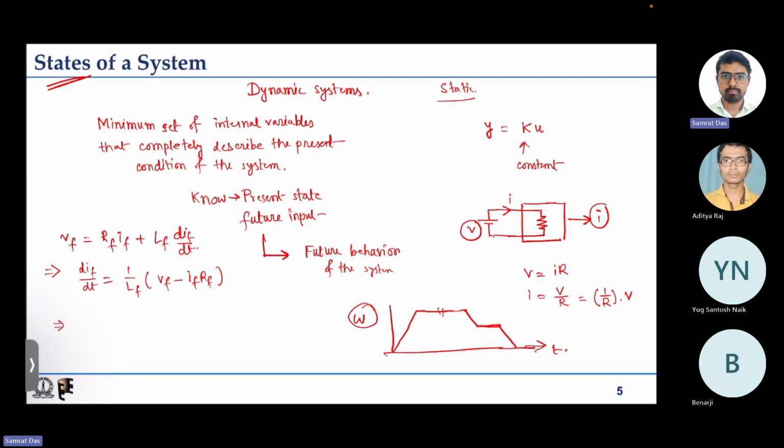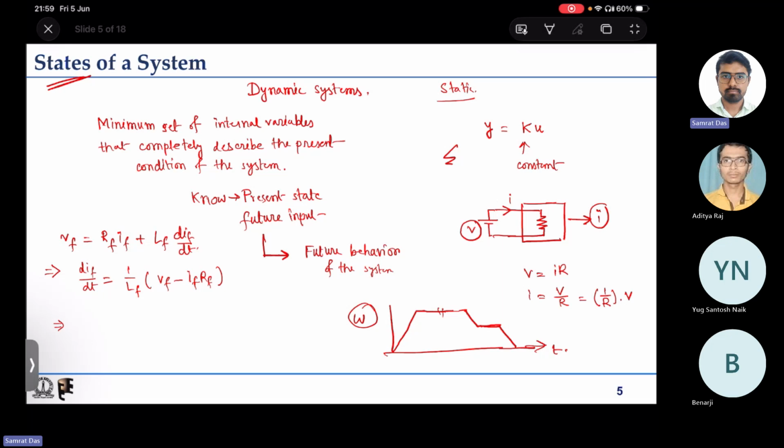Now in this system, I'll erase a part of it. I don't know why. Okay, it seems for some reason I'm not able to erase anyway.